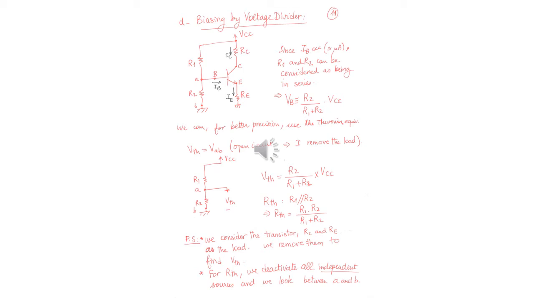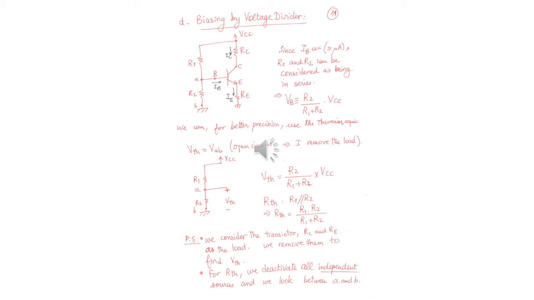And since IB is very small, R1 and R2 can be considered as being in series. They are not, but they can be considered so since the current IB is very small. So the current here is approximately the current here. And then you can write VB is approximately equal to R2 over R1 plus R2 times VCC. This is the voltage divider equation.